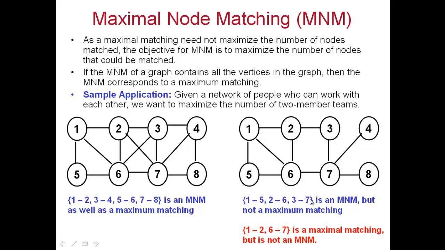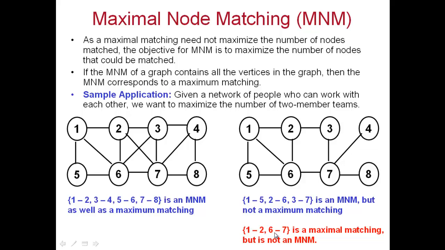Now the matching I have listed here is having only 6 vertices covered, so it cannot be called a maximum matching, but that's the best we could do on this graph, the second graph on the right side. So we could call it a maximal node matching for this graph. Okay, 1 5, 2 6, 3 7 is a maximal node matching. Now 1 2, 6 7 can also be called a maximal matching on this graph because it satisfies the definition of maximal matching.